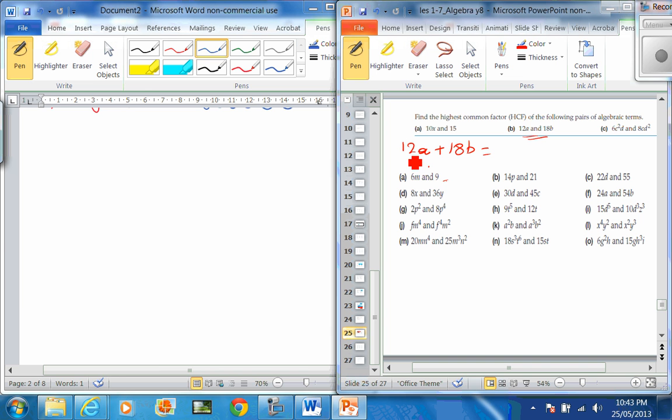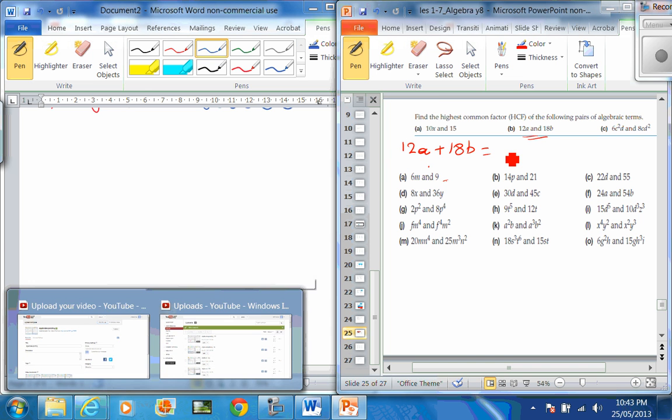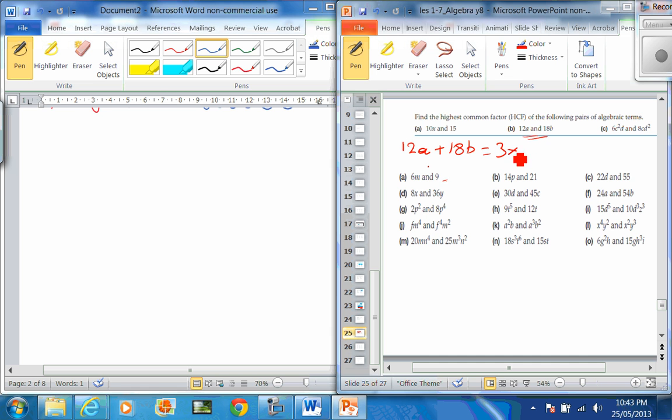12 is 3 times 4 times a, and 18 is 3 times 6 times b. Okay. But then what's 4? 4 is made out of 2 and 2.